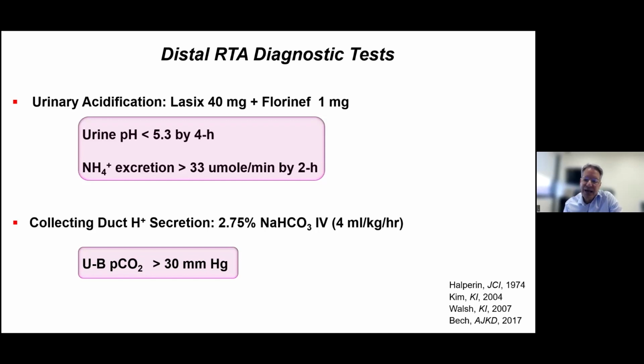And now that we can actually measure ammonia directly, you should be measuring this. And you have a way of doing it in your patients without having to get urine anion gaps or osmolar gaps and dividing by 2, that sort of thing. So it's a nice test if people on the ward say, does this patient have distal RTA? Get your answer back fairly quickly. So remember the Lasix and Florinef test.